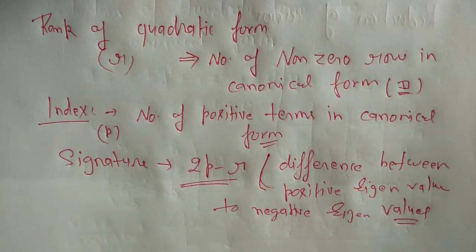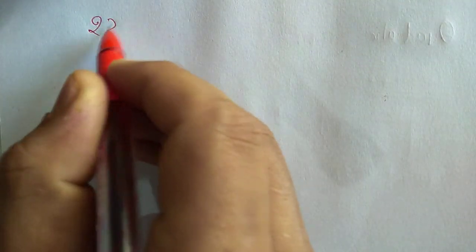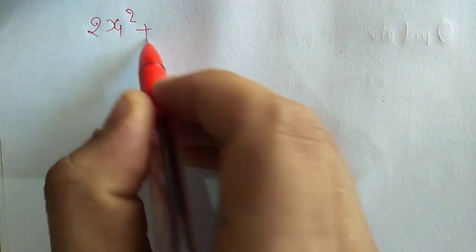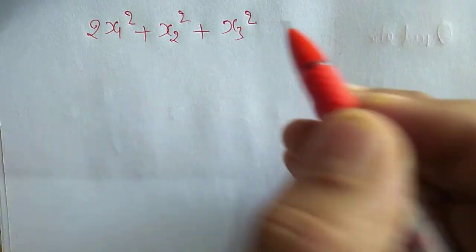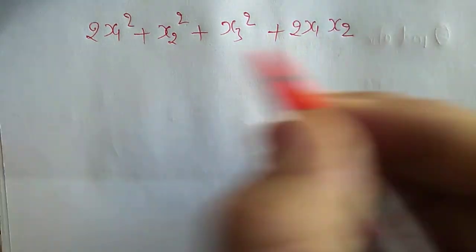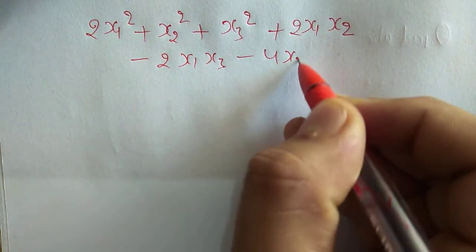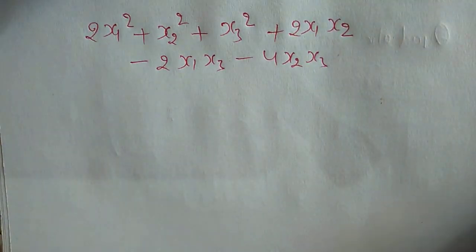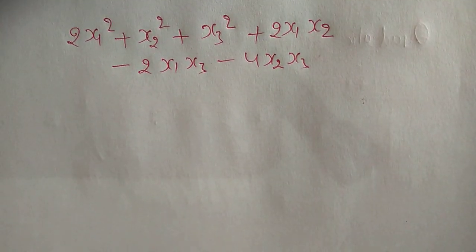So let us take one example of reduction of quadratic form to canonical form. The quadratic form 2x1 square plus x2 square plus x3 square plus 2x1x2 minus 2x1x3 minus 4x2x3. So this is the quadratic form. So let us try to write it in the matrix form.